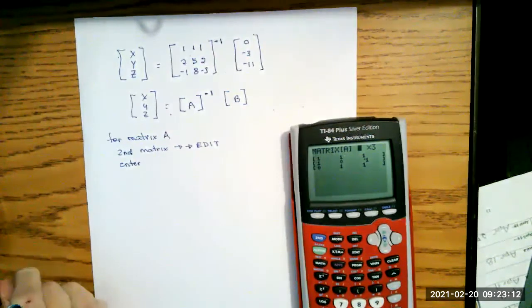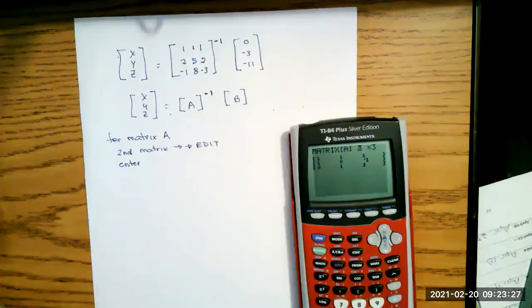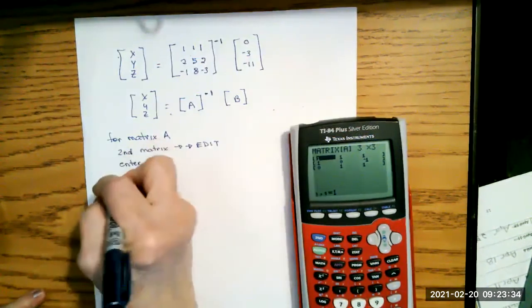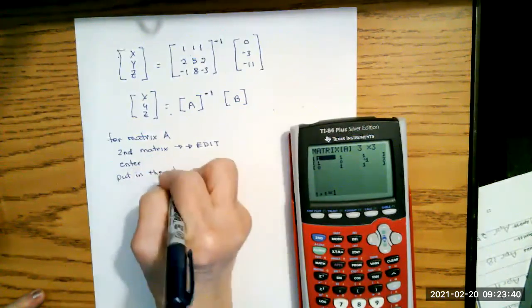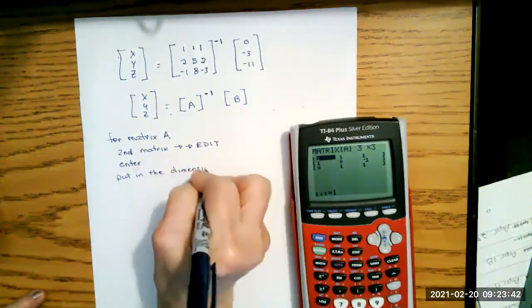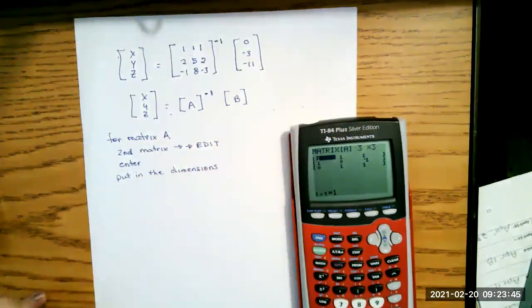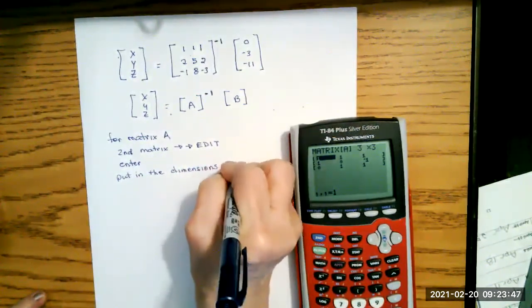Now, the first thing it always asks you to do is to put in your dimensions. As we have already determined, our matrix A is a 3 by 3. I already have a 3 by 3 in there, but if I didn't, I would just put 3, enter, 3, enter. So I'm putting in the dimensions. Okay. In our case, it was a 3 by 3 for matrix A.